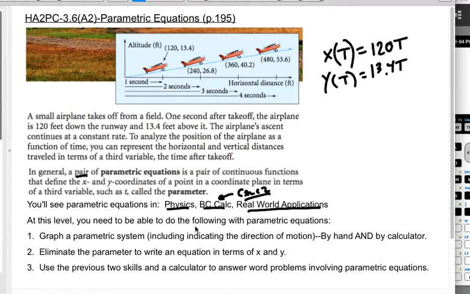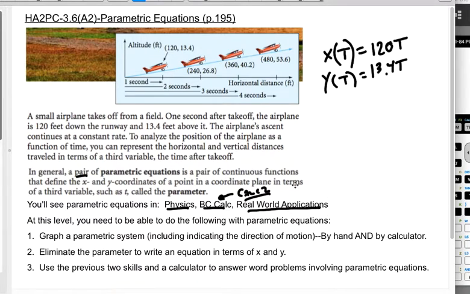Number 1, graph a parametric system, including the direction of travel or the direction of motion, which we'll talk about in a sec, both by hand and on a calculator. So we'll walk through the calculator skills. We'll walk through how to do it by hand. Again, it's not going to be super duper awful.